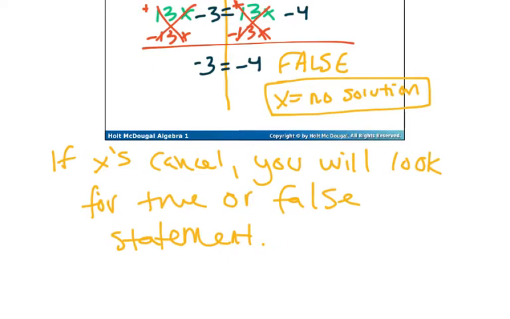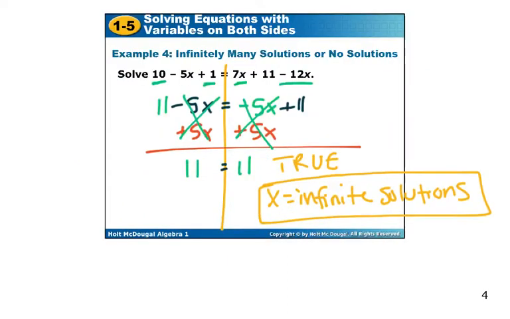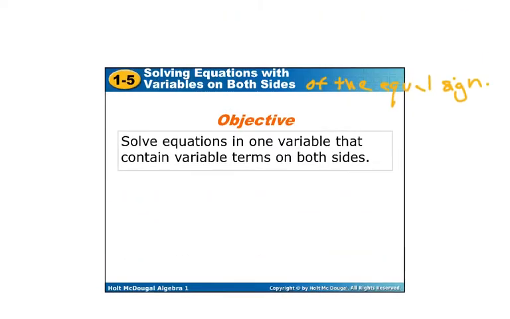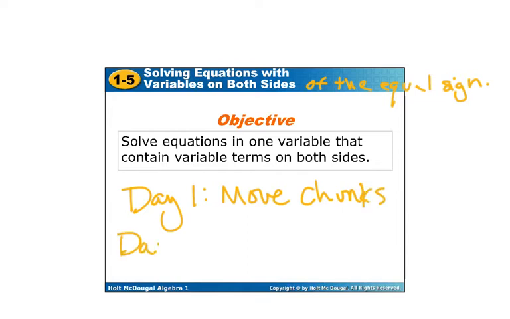All right. So again, those are our notes that we're going to be using for 1-5. And so you will have a 1-5 day 1 assignment, and then the day 1 assignment is just going to be moving your chunks. Oops, I know how to spell chunks. And then your day 2 is going to be distribution and moving chunks, as well as identifying false and true statements.